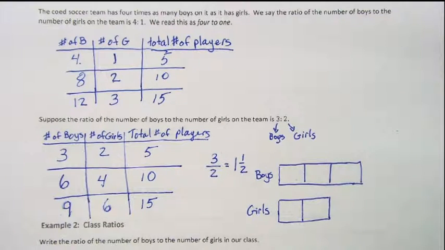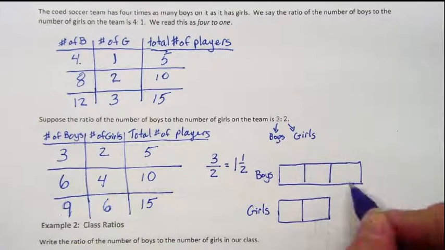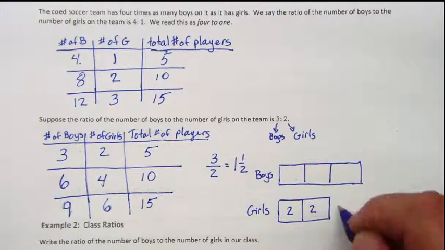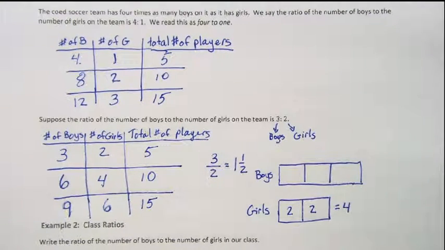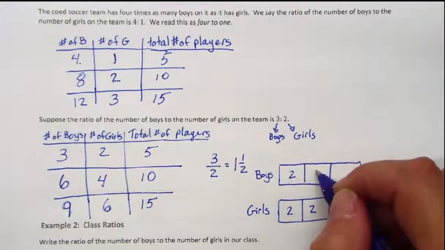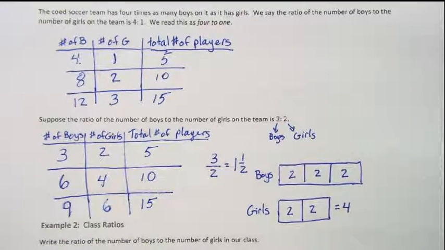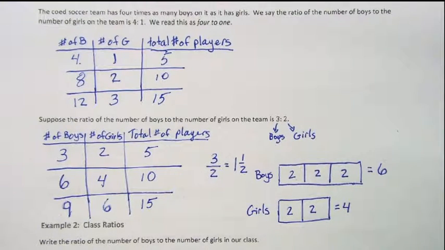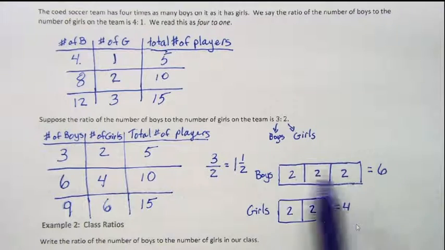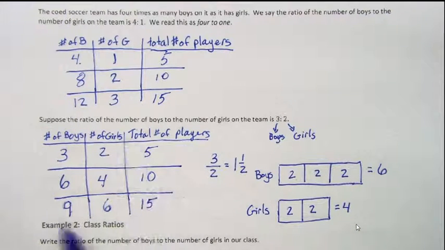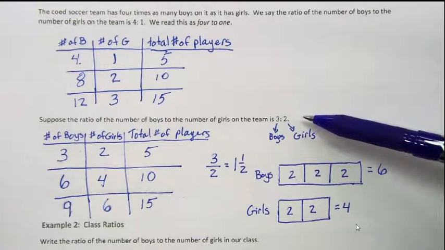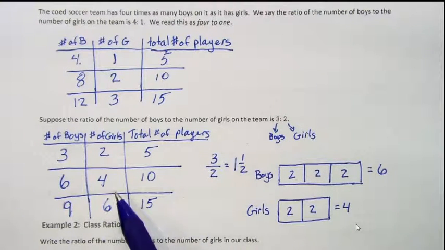Now if I change how much each box is equal to, I can still use my tape diagram. If each box equals 2, the total of these boxes is 4, and these boxes also equal 2, the total of these boxes is 6. So whether we use a tape diagram or a table, we can represent our ratio visually and help us figure out other ratios that go with it.